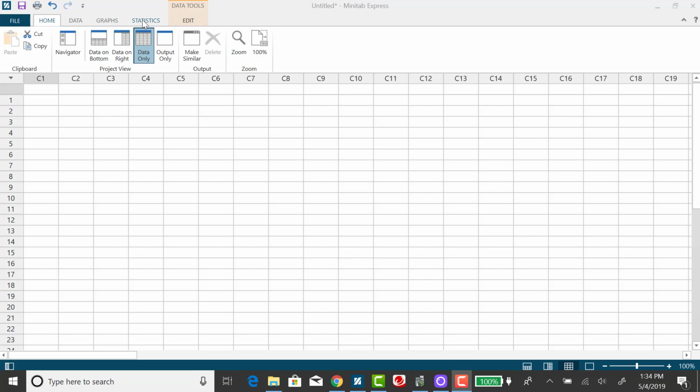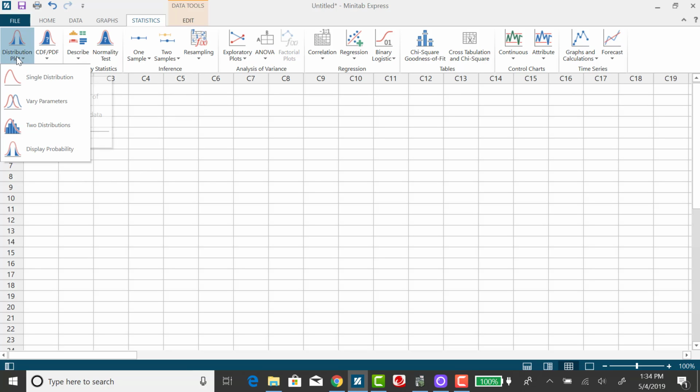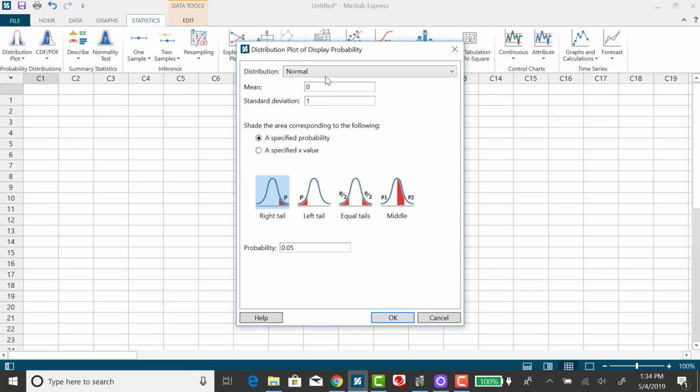So I'm going to go to my Statistics tab, and I'm going to do all of these with the distribution plot. Scroll down to Display Probability, and I'm working with normal, but women's heights don't have a mean of 0 and standard deviation of 1 for this example. The mean height is 64 inches, and the standard deviation is 3.5 inches. And I'm using X values as my input.